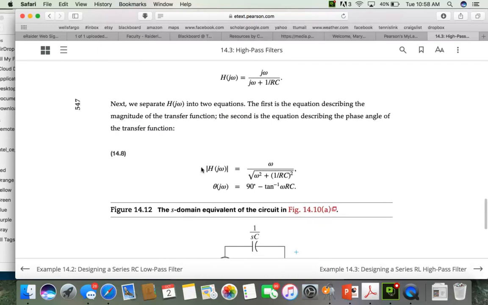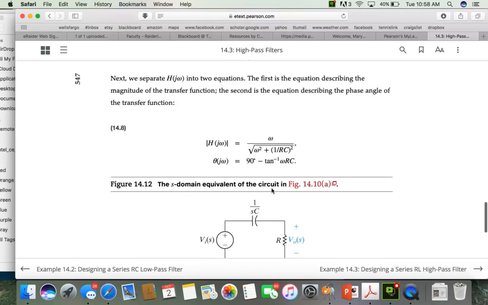So we do that in the next step, where we find the magnitude by finding the magnitude of the numerator and the magnitude of the denominator separately. And then we find the phase. In this case, the numerator is j omega, which has a phase angle of 90 degrees. The denominator will have a phase angle of the inverse tangent of omega over 1 over RC, which turns out to be omega RC. And because that's in the denominator and this is a phase angle, we can pull that up. So we get 90 degrees minus the inverse tangent of omega RC for the phase.